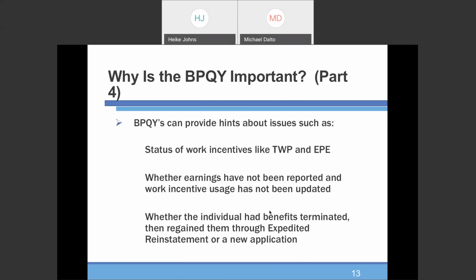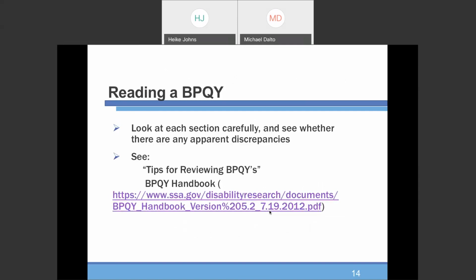You can determine if benefits have been terminated. Sometimes you can estimate whether the benefits have been reinstated through expedited reinstatement or a new application after they were terminated. So when you receive a BPQY, you want to look at each section carefully and see if there appear to be any discrepancies. If so, you want to contact Social Security to get them resolved.